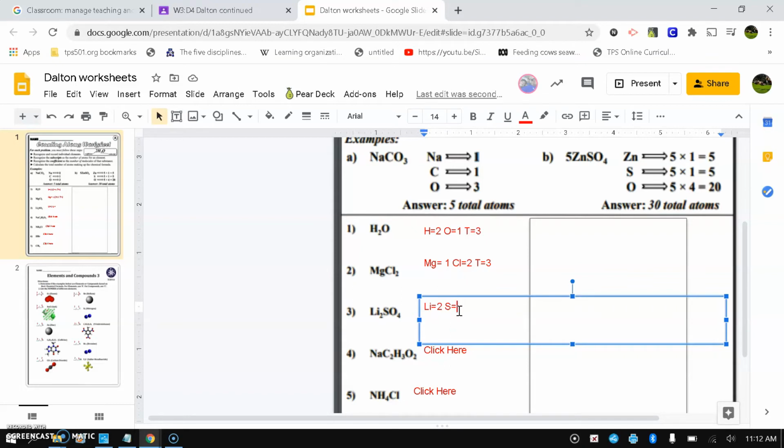Sulfur, we have 1. Now, a lot of people get mixed up and they want to put SO4, and we have 4 SO4s. No, you have 1 sulfur and oxygen, because it's a capital letter. That O, hence oxygen, some of you guys may or may not know that, is 4. Now my total, let's count across, is 6.